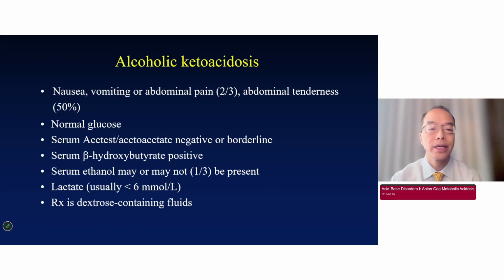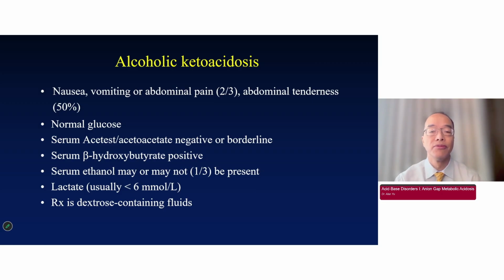Moving on to alcoholic ketoacidosis. This often presents non-specifically with nausea, vomiting, or abdominal pain or abdominal tenderness. Importantly, the glucose will be normal. Most of the keto acids are in the form of beta-hydroxybutyrate, which is what most hospitals use now to detect ketoacidosis. But if your hospital's predominant test is a test of acetone or acetoacetate, don't be fooled if it's negative or borderline.